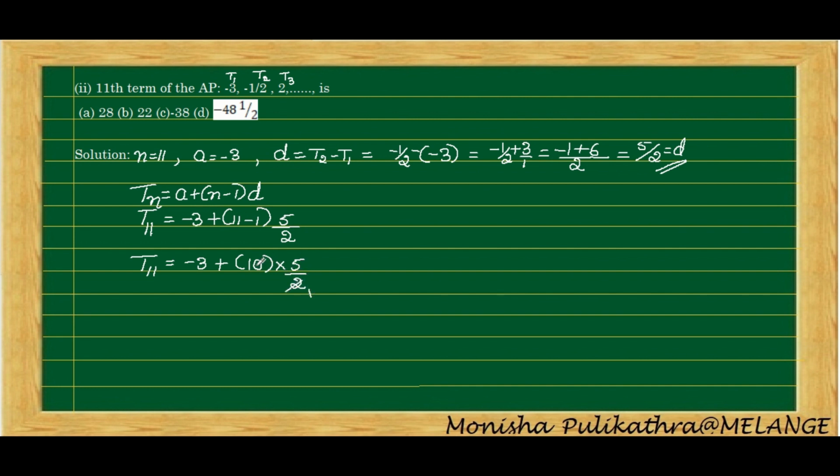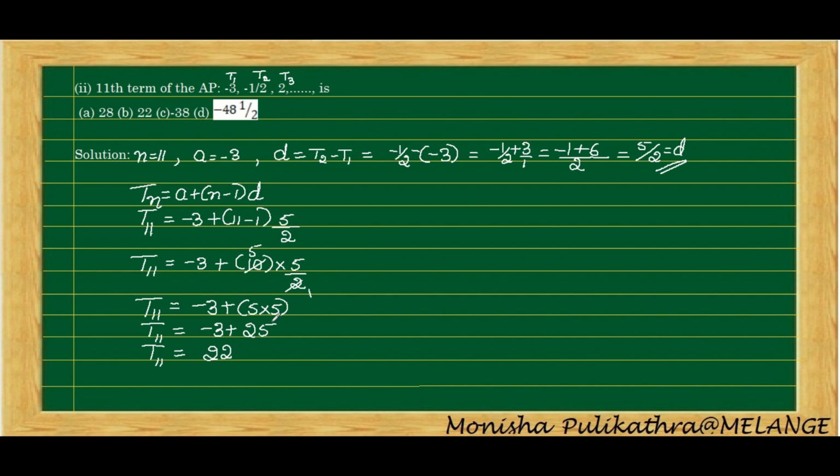Next, 2 5s are 10. So in the next step, T11 is equal to minus 3 plus 5 into 5. What is 5 5s? 5 5s are 25. I will write it once again. So T11 is equal to minus 3 plus 25. 5 5s are 25. Next, 25 minus 3 is 22.